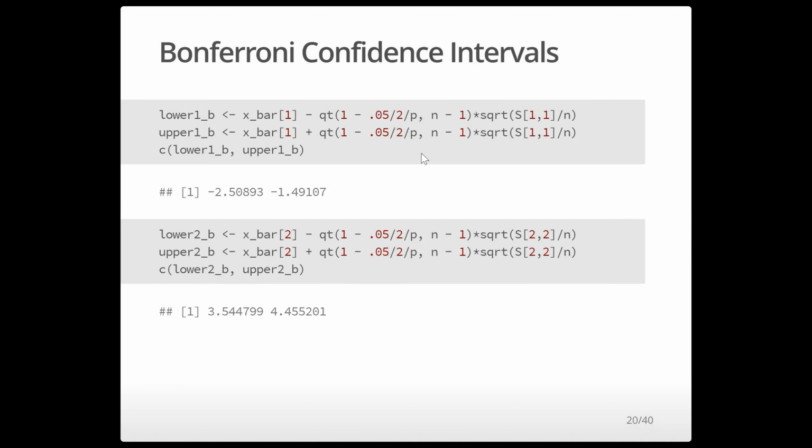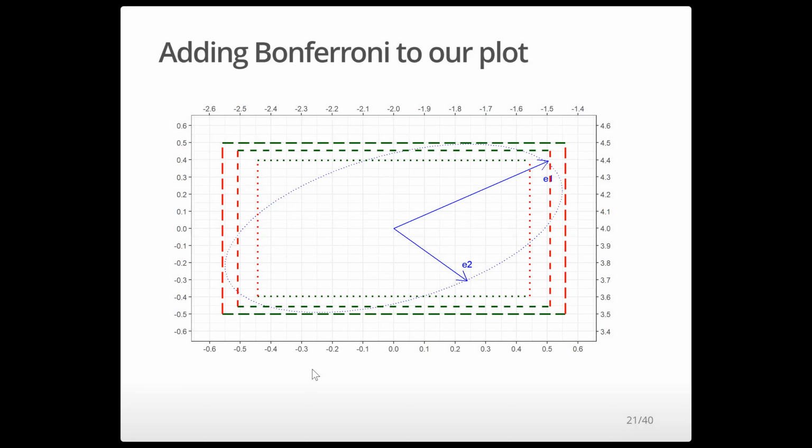And so you see here I do the exact same thing. The only difference is, in addition to dividing by 2 for my two-tailed test, I then also divide by p. And that gives us our confidence intervals that are Bonferroni corrected. And we can plot these as well. And we can see they're sort of in between the separate and the simultaneous confidence intervals. They're something of a compromise between them.